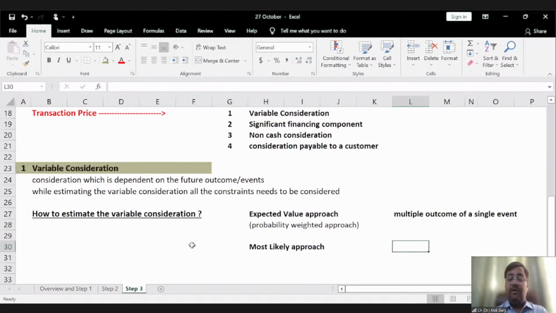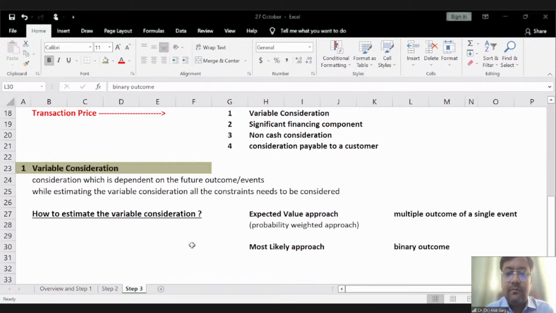What is most likely approach? Most likely approach will be used when there is a binary outcome. Example, there is a 70% chance that yes, the entity will deliver before the contracted delivery date, but there is a 30% chance the entity will not be able to deliver. What does it mean? It means the chance of happening is more than 50% in comparison to the chance of non-happening of that event, right? So friends, when there is a binary outcome, whether it will happen or it will not happen, most likely approach is required to be used. But when there are multiple outcomes of a single event, then expected value approach is required to be used.